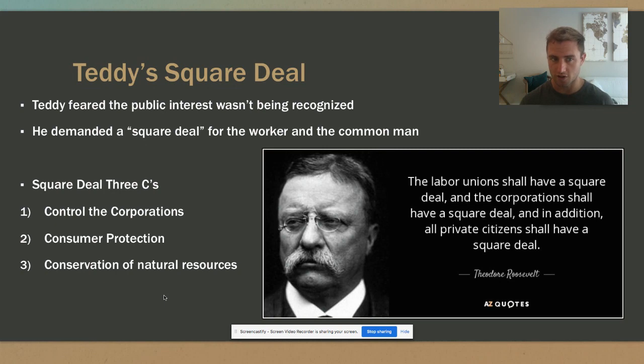Controlling the corporations is relevant. He got a nickname as a trust buster, but he certainly wanted to control corporations, not bust all of them. He didn't think necessarily that big business was bad. There just needed to be big regulatory agencies in the federal government to be able to keep them contained.